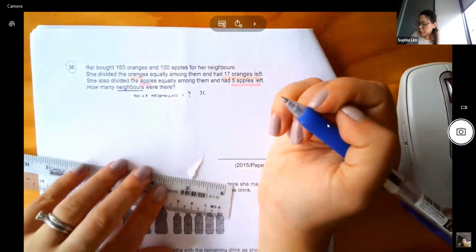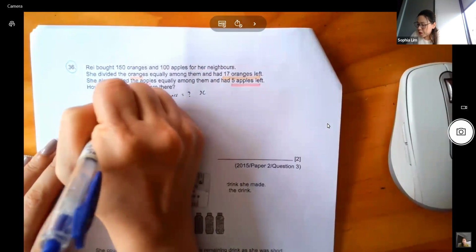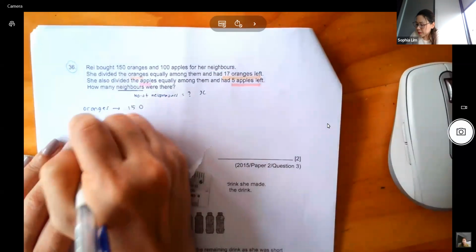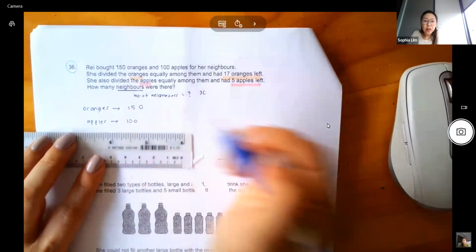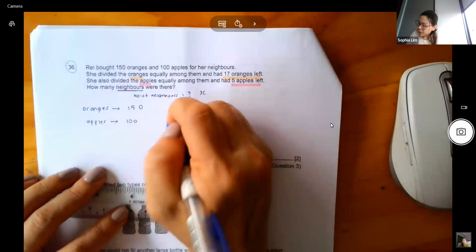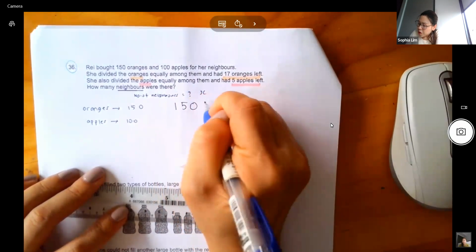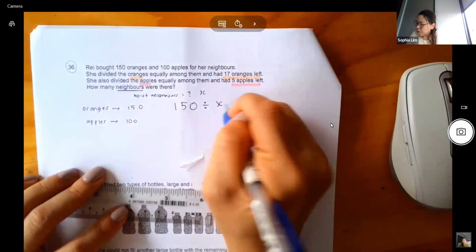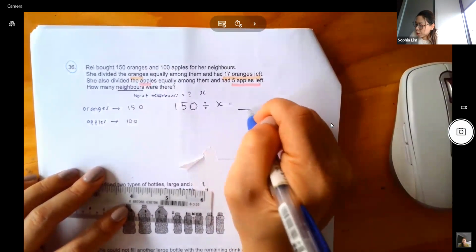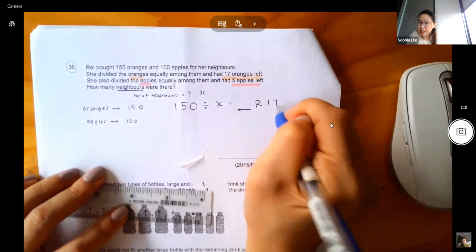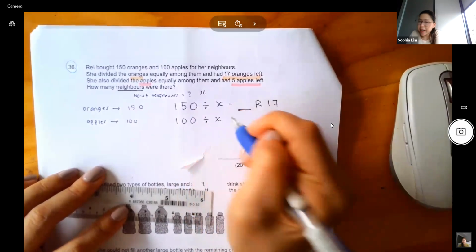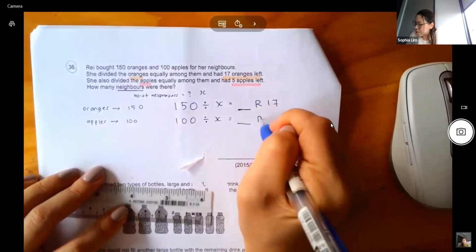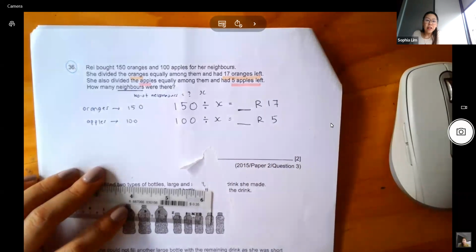So now we are going to take a look at the oranges. Oranges, there are 150. Apples, there are 100. So I'm going to draw big for you to see. That means this 150 oranges, you divide equally among X number of neighbors, you will have a quotient, remainder 17. Same goes for the apples. If you divide by X number of neighbors, you will have a quotient, remainder 5. So now they are just asking you what is X.